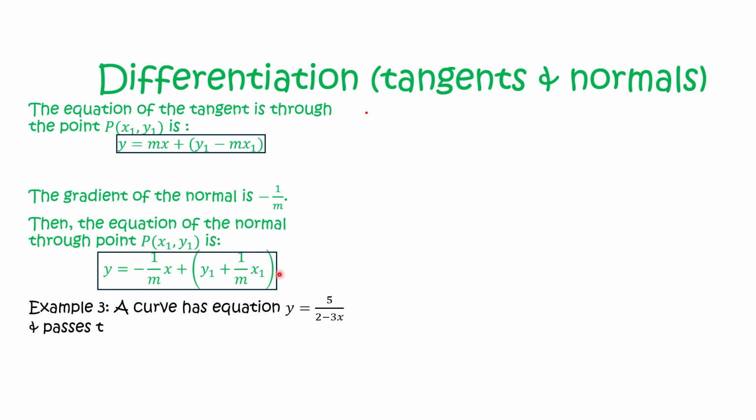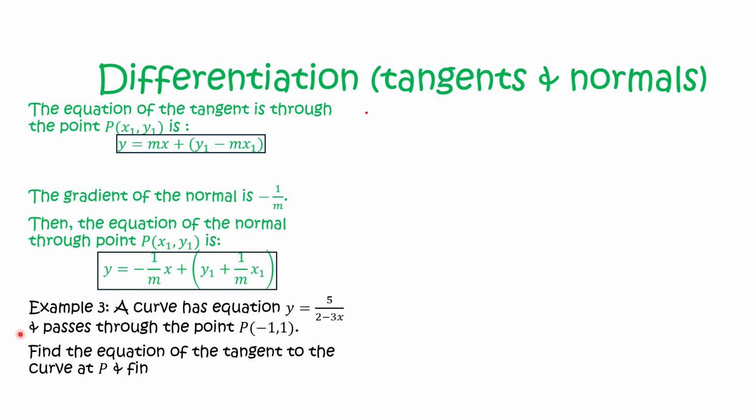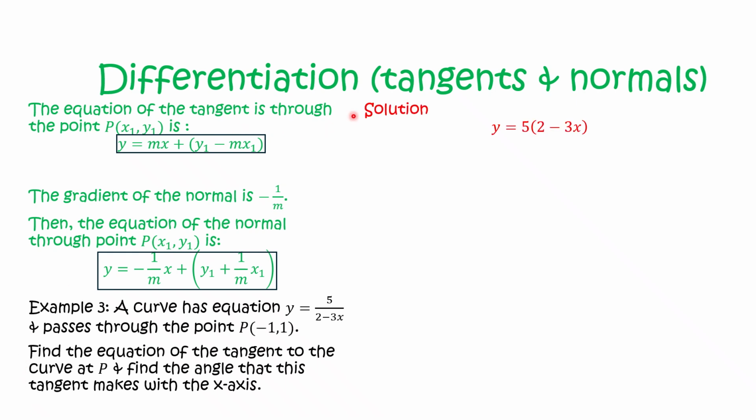Now, let's move on to example 3. A curve has equation y is equal to 5 over 2 minus 3x and passes through the point P (-1, 1). Find the equation of the tangent to the curve at P and find the angle that this tangent makes with the x-axis. The solution.